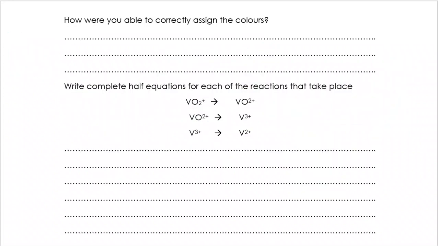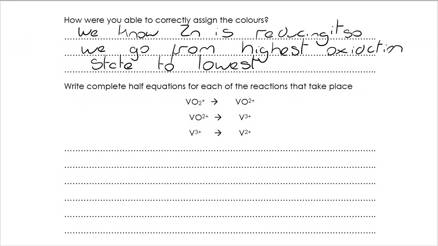Now we're going to dig into this a little bit more. I've already spoken about how we can correctly assign the colours. We know zinc is reducing, so we're going to go from the highest oxidation state of vanadium to the lowest. But now use this as an opportunity to practise your half equation skills, writing half equations and combining them to make full equations. When you're ready, see how you've done.